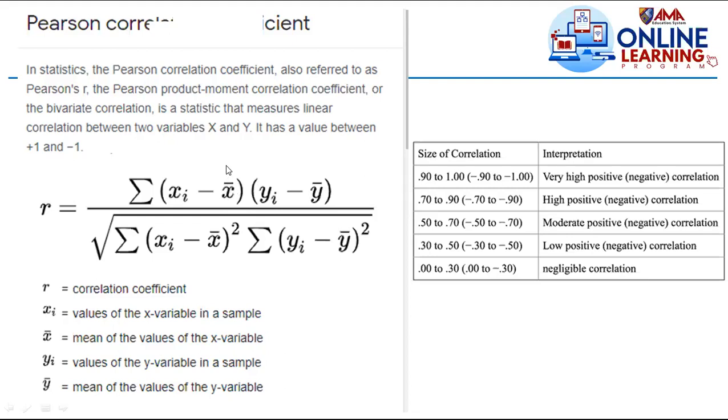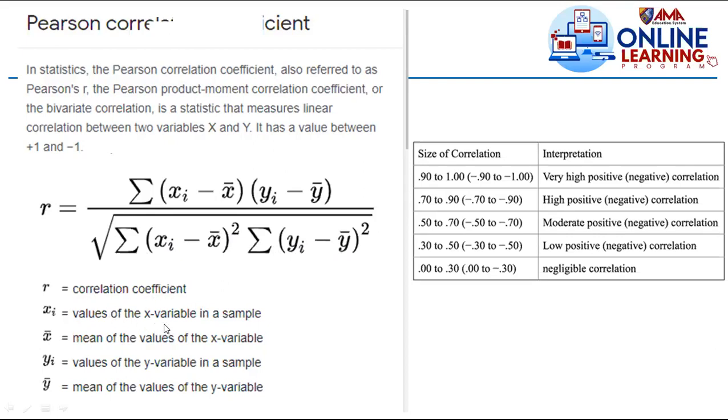Pag extend po siya, ganun po yung sa taas niya, no? Pag mode po naman siya, yan ay x hat. So what we have here is the mean, no? Also multiplied by yi minus y bar divided by the summation of xi minus x bar squared multiplied by the summation of yi minus y bar squared. Okay? So that's your Pearson correlation coefficient.